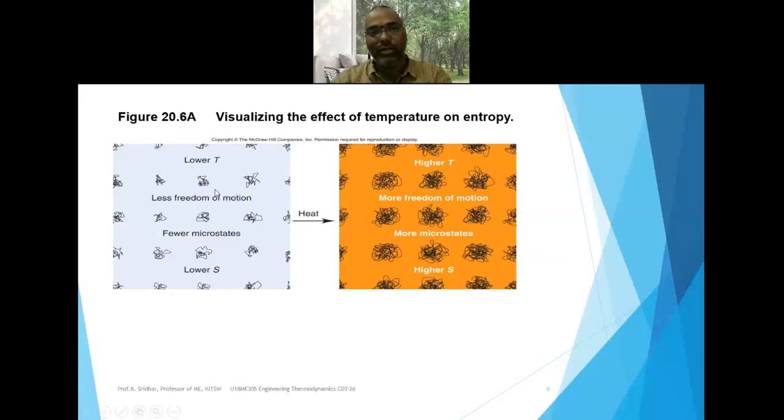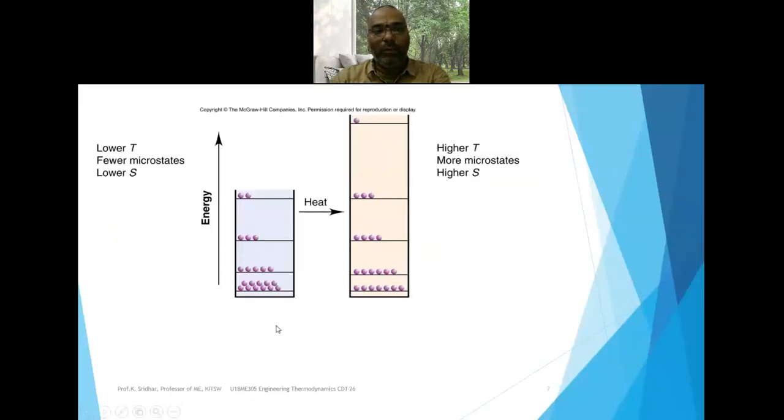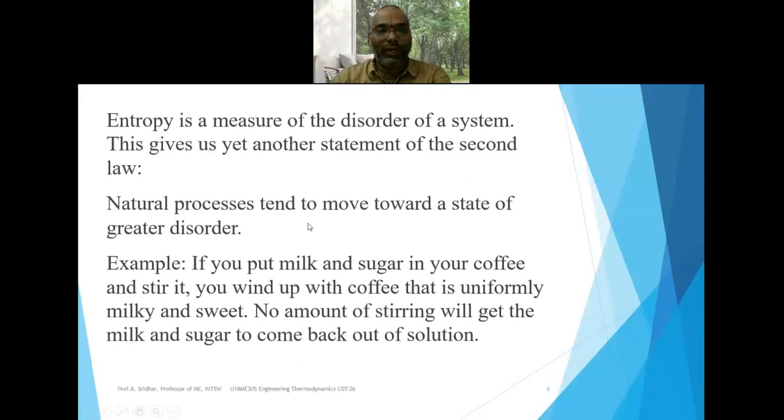So automatically, you see here, there is less freedom of motion, and here you are able to observe more freedom of motion of the molecules. Similarly, in another example, whenever you are heating to a higher temperature, you are able to observe more microstates, which leads to a higher entropy value. So that is the conclusion.